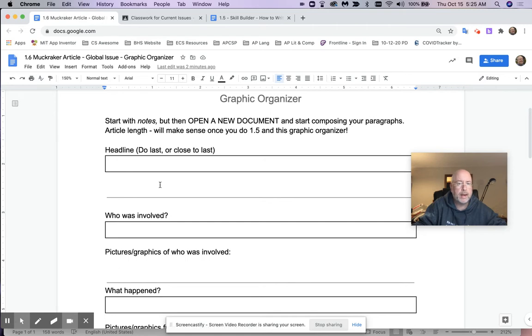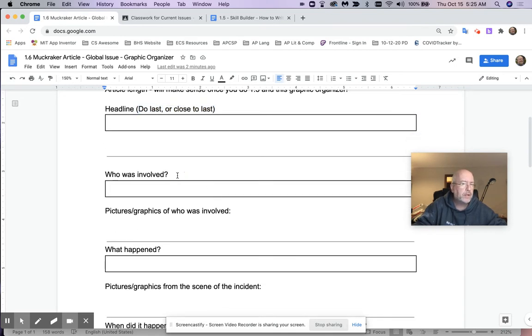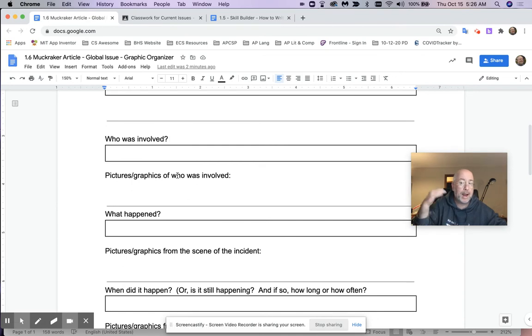First, what's your headline? Do that last. I want to make it really clear. Notice it says do last or close to last. Really important. Probably one of the last things you'll do is your headline, because as you do your research, your headline will present itself. You're not going to suddenly start with a headline. Nobody ever does. It's always one of the last things you do. Then start answering the questions in any order.